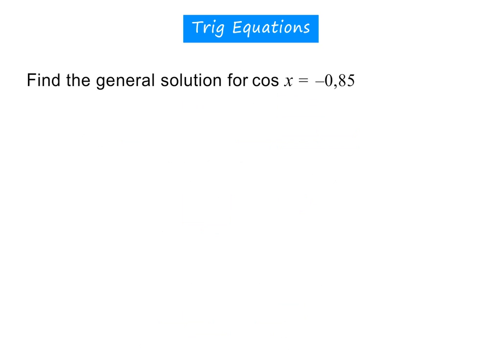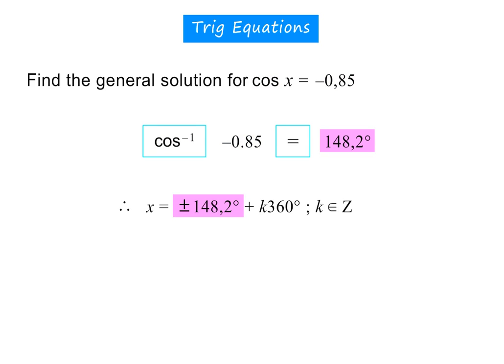Here is the first example. We are asked to find the general solution for cos x equals minus 0,85. We begin with step 1, which is to do the following calculation. Correct to 1 decimal place. This gives an angle which we can use to write down the general solution. For cos, it is plus minus this angle plus k 360 degrees, where k is an element of the integers. This completes the question.